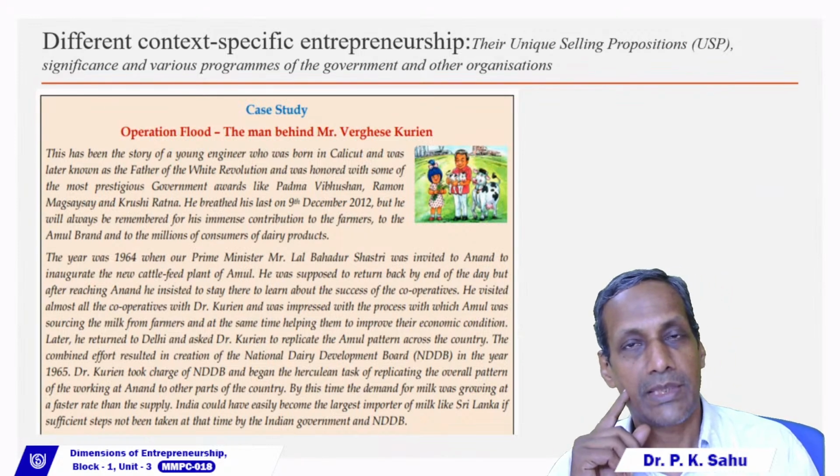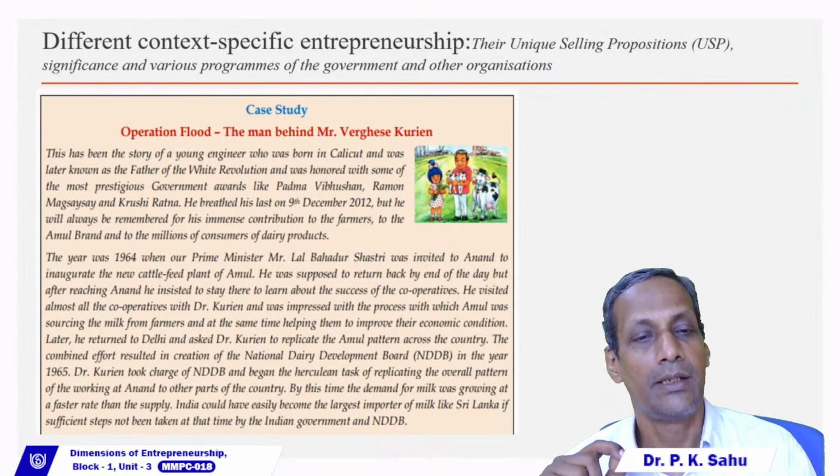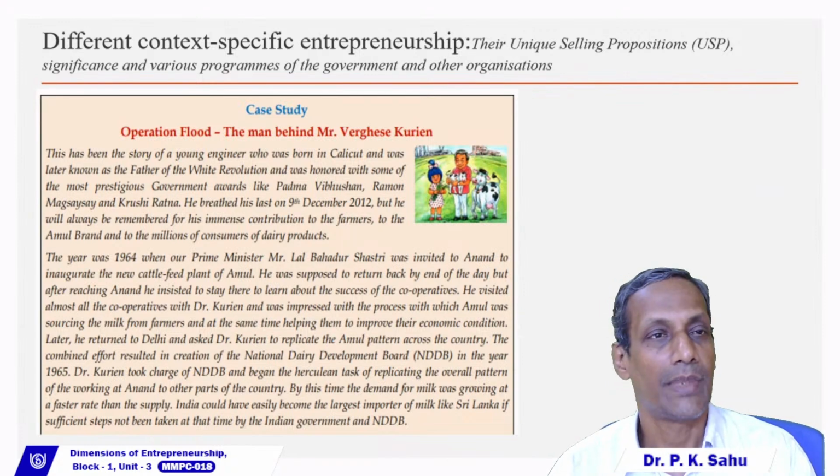By this time, the demand for milk was growing at a much faster rate than the supply. India could have easily become the largest importer of milk, like Sri Lanka, if sufficient steps had not been taken at that particular time by the Indian government and NDDB.